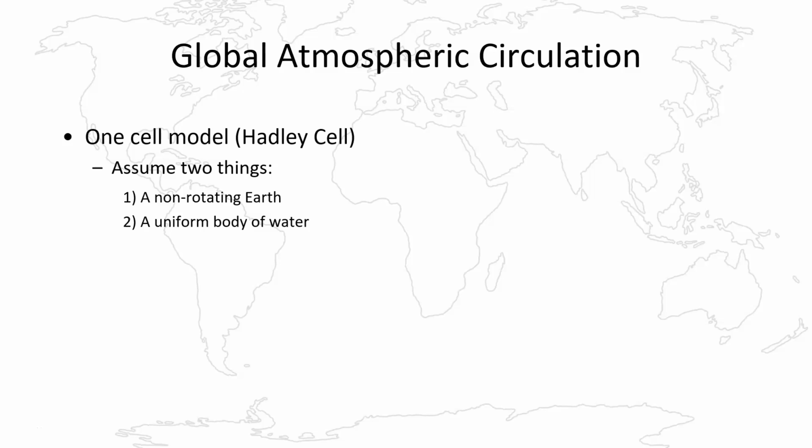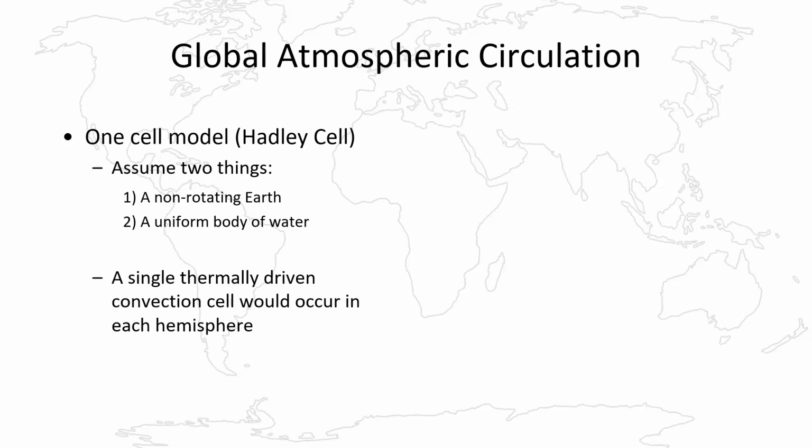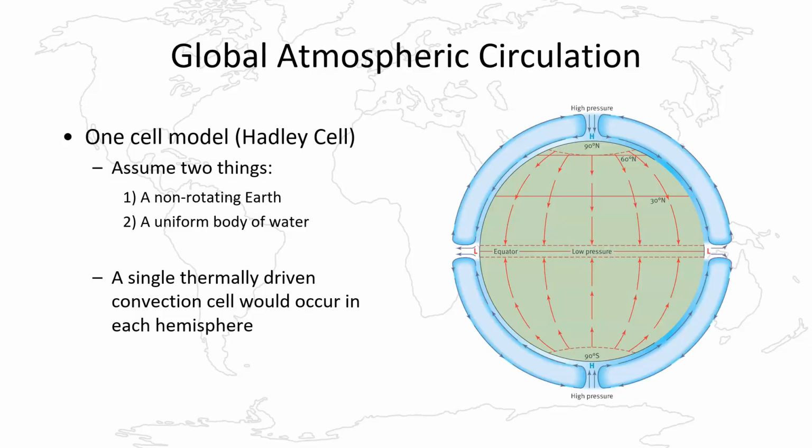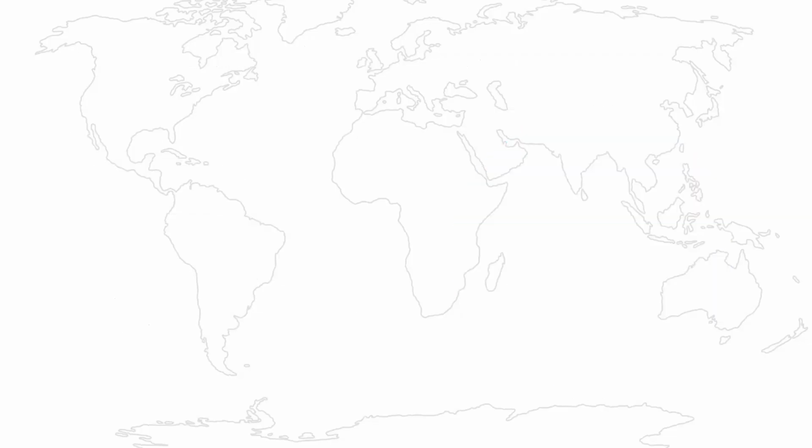Why do we make these assumptions? Well, because it's going to make things more simple. And even though it's not going to be perfectly correct, there's still going to be some truth in there. What's going to happen with the one-cell model is you're going to have a single thermally driven convection cell in each hemisphere. Let's take a look at how we get there.